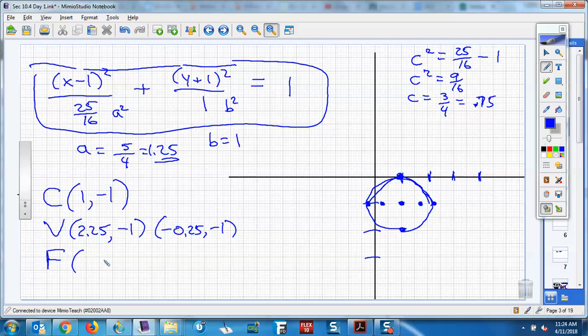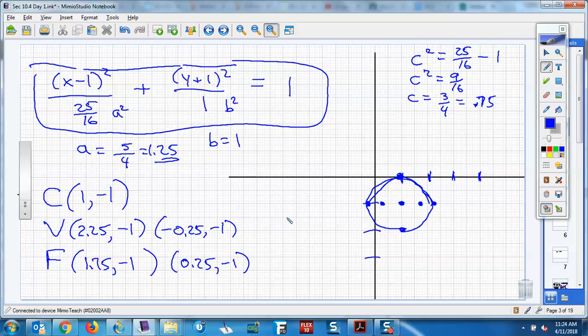Our foci. Now a lot of times we have a radical we have to put in here. What we would do with a radical, let's say this was radical 2, we would do 1 plus radical 2. We talked about this yesterday. 1 plus radical 2 and 1 minus radical 2 going that way, right? We would just add that on and subtract. But now we're going to have 1 plus 0.75, so that's going to be 1.75, -1. And then we'll have 1 minus 0.75, so that'd be 0.25 and -1. So again, if you're going horizontally, you add or subtract your x coordinate. If you're going vertically, you add and subtract to the y coordinate. The other coordinate stays the same.